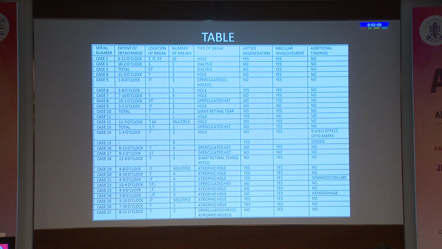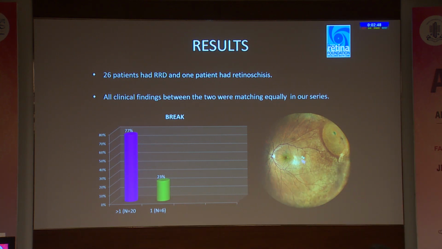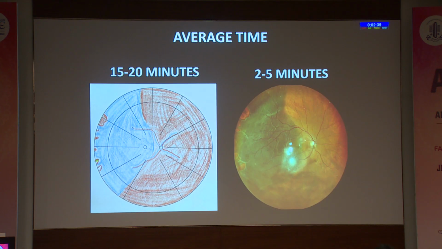We documented our findings in a tabulated form under various headings like extent of detachment, location, number and type of breaks, and associated peripheral findings such as buckle effect or cryomark. We found that 26 patients had rhegmatogenous detachment and 1 patient had retinoschisis. All clinical findings between the two were matching equally in our series. Also, we found that detailed findings can take 15 to 20 minutes with fundus charting, while wide field photography can take only 2 to 5 minutes.